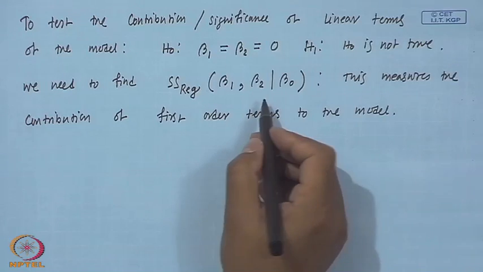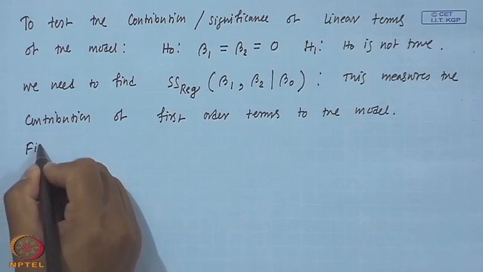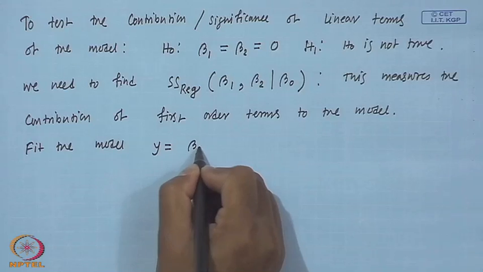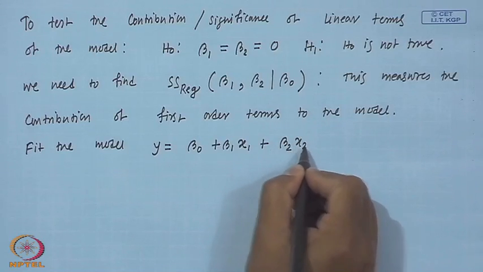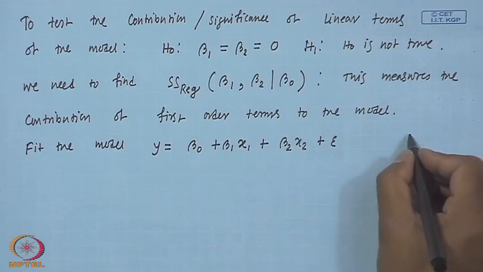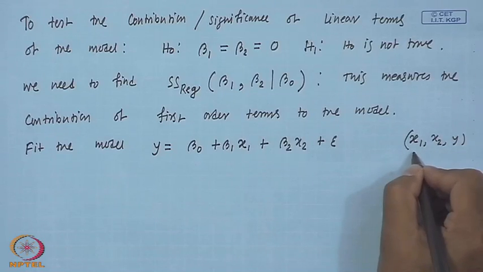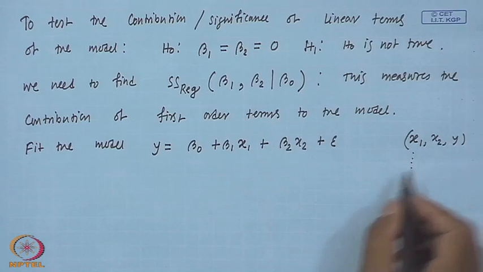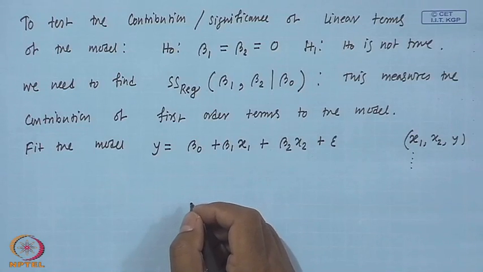Okay. So, how to get this one is that you fit the model y equal to beta naught plus beta 1 x 1 plus beta 2 x 2 plus epsilon. So, you fit this model to your given data x 1, x 2, y. So, you have several observations on x 1, x 2 and y. Here specifically you have 12 observations on x 1, x 2 and y. So, you fit this model on the given observations.